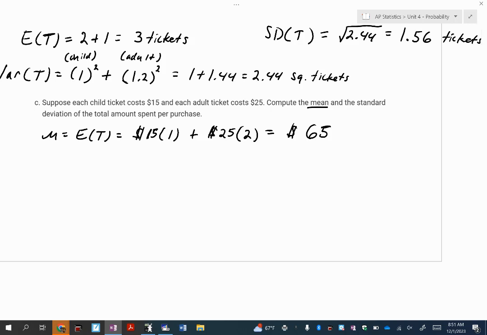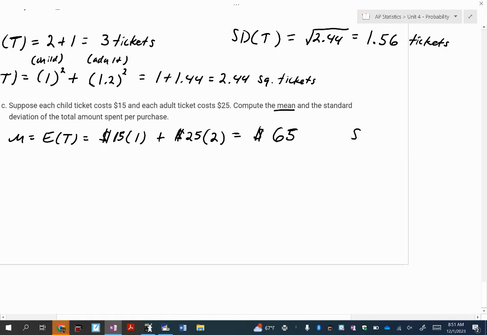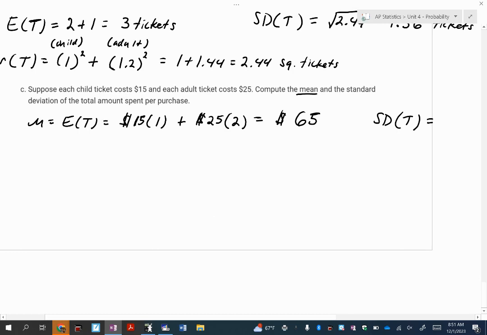Now here's the hard part. I want to find the standard deviation for this as well, in terms of money. But I'll be finding what first? The variance. So let's find the variance, and you're going to see it's almost the same work. I'm going to copy down that 1 squared and that 1.2 squared. But notice I left some spaces. What did I leave spaces for? The money, the dollars. How much are the child tickets worth? 15. Now be careful here. What am I dealing with? Variances.